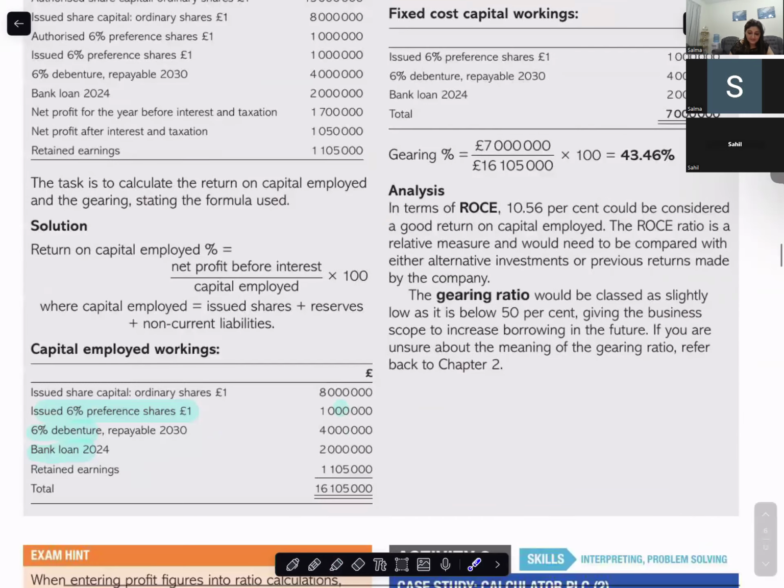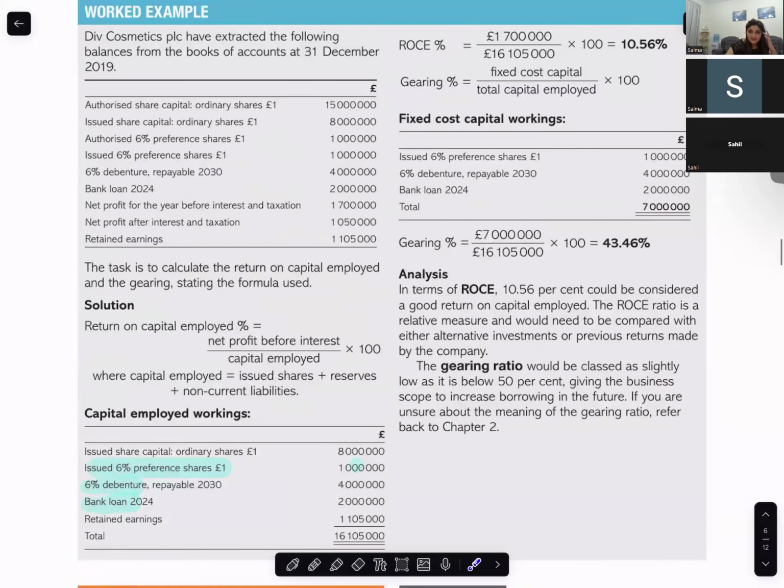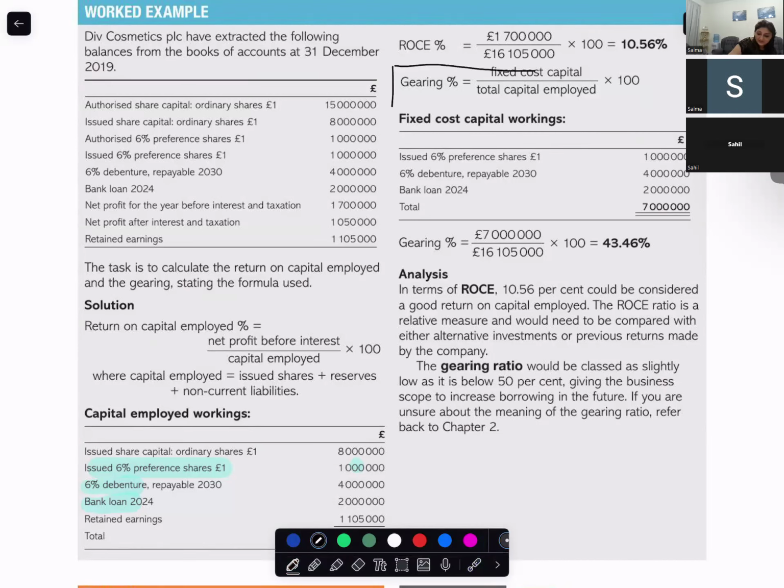Just keeping this in mind, write the meaning of the gearing ratio, write the formula for the gearing ratio, and calculate the gearing percentage for me. What is the formula for gearing percentage? Fixed cost capital divided by total capital employed, into 100. Do that.